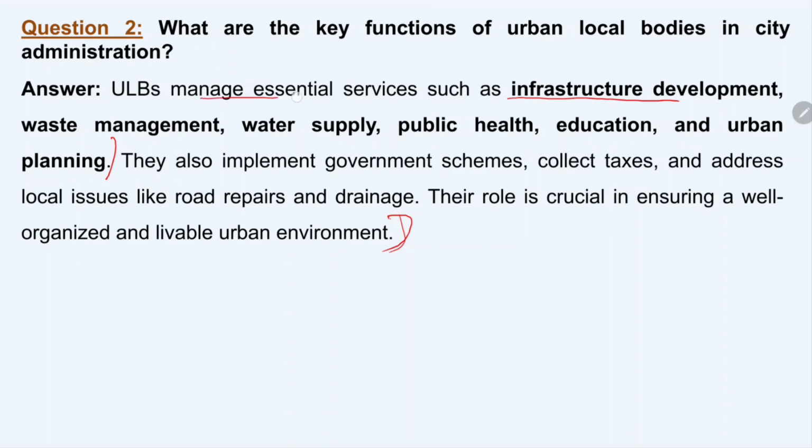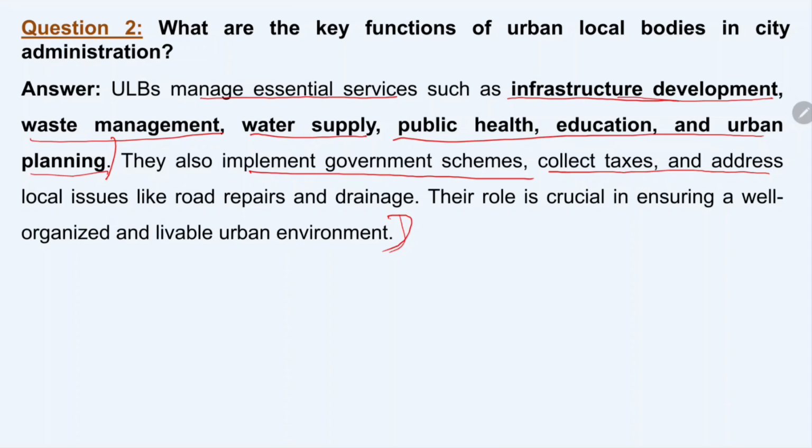Urban local bodies manage essential services such as infrastructure development, waste management, water supply, public health, education and urban planning. I'm not going to explain the detail here because we have already done that. They also implement government schemes, collect taxes and address local issues like road repairs and drainage. Their role is crucial in ensuring a well organized and livable urban environment. So these are the key functions which these urban local bodies are operating, okay. So you can take this screenshot and you can write it down in your notebook.